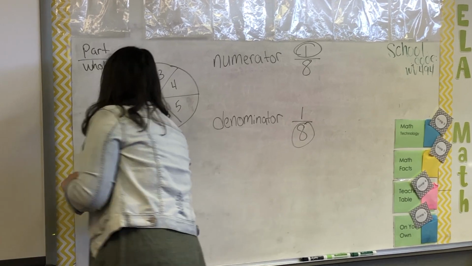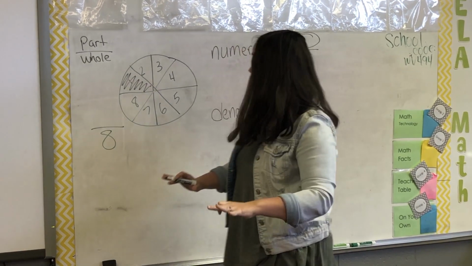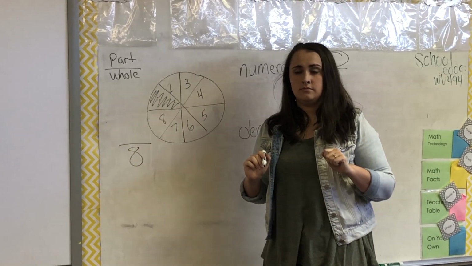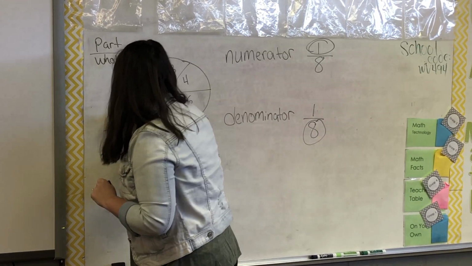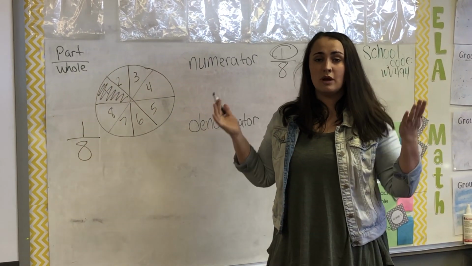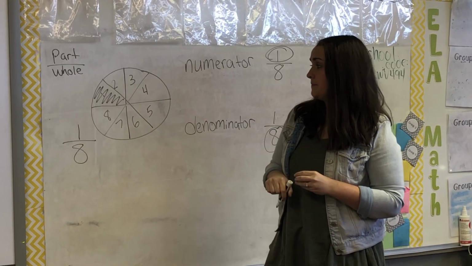So remember, denominator's your whole. Denominator's your whole. And then how many pieces did you eat? 1. Okay, good. So that's your part. You ate 1/8 of your pizza. So you ate 1/8 of a whole pizza.